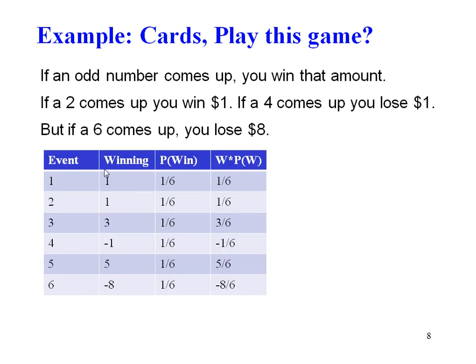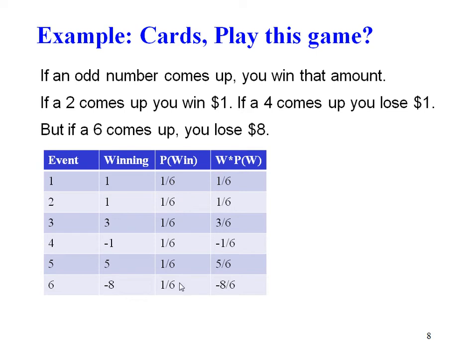So let's just set up a table. The event is rolling the dice, 1, 2, 3, 4, 5, or 6. You have the winnings: 1 gives you $1, 3 gives you $3, 5 gives you $5. You get a 2, you get $2, a 4, -$1, and a 6, a -$8. Now, what's the probability of each of these events happening?